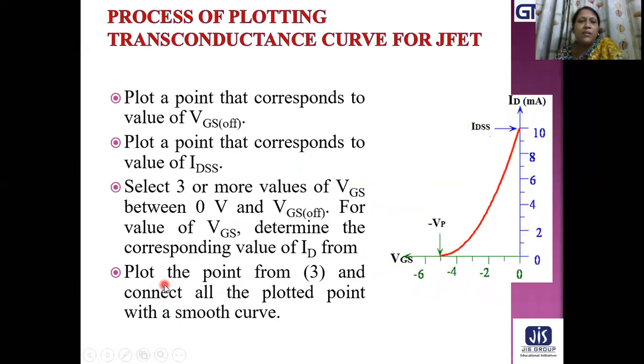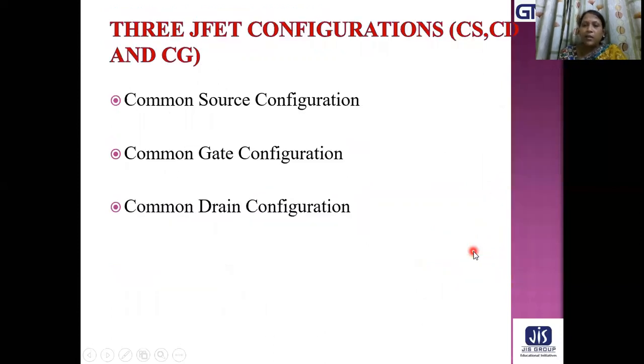So moving to the next slide. What is the process of plotting this transfer characteristics curve? Plot a point that corresponds to the value of VGS(off) here. Plot a point that corresponds to the value of IDSS, this point. Select 3 or more values of VGS between 0 and VGS(off), that is minus 2, minus 3, minus 4. Determine the corresponding value of ID from Shockley's equation. Now plot these points and connect them, and you will get the transfer characteristics curve.